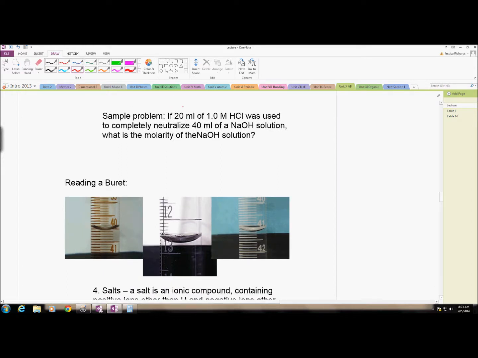When we read a problem, look for key information. So if 20 milliliters of a 1.0 molar HCl was used to completely neutralize 40 milliliters of a NaOH solution, what is the molarity of the NaOH solution? So 20 milliliters of 1 molar were used to neutralize 40 milliliters of an unknown molarity base. All you have to do is use the MV equals MV equation. 20 times 1 equals 40 times X, and 20 divided by 40 gives me 0.5.